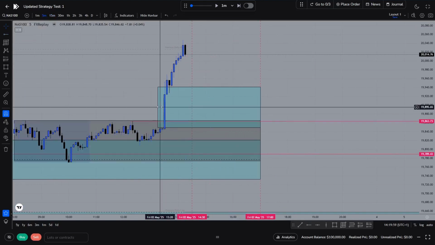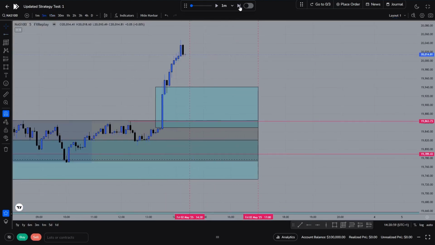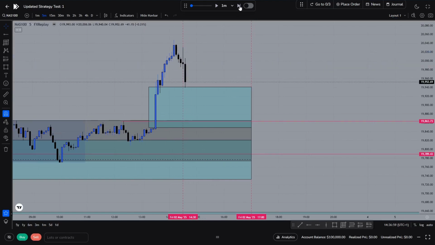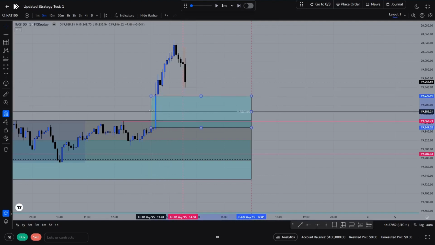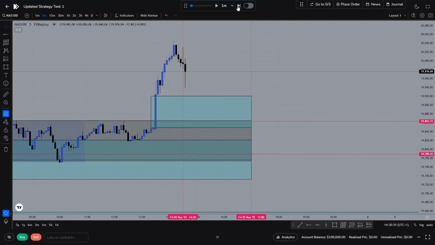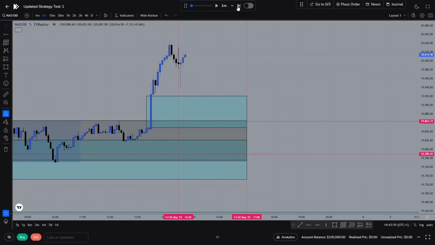Jump on the 5-minute. To New York open. There we go. Price came back into this FVG. New York opened already, but ideally I want it to come down to here, this FVG, and then see what price wants to do after.